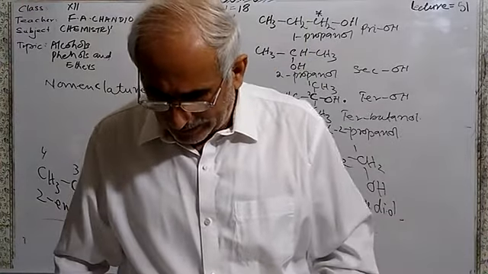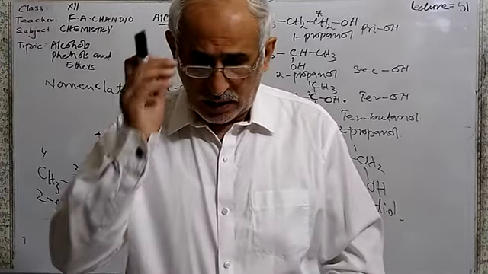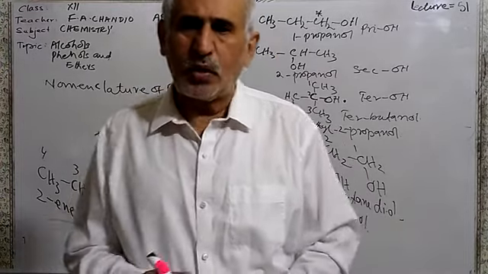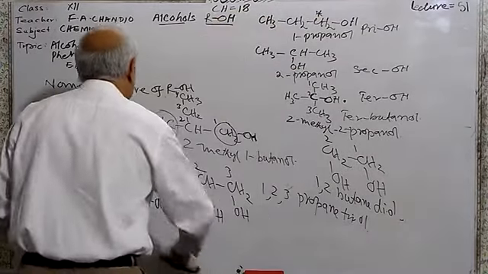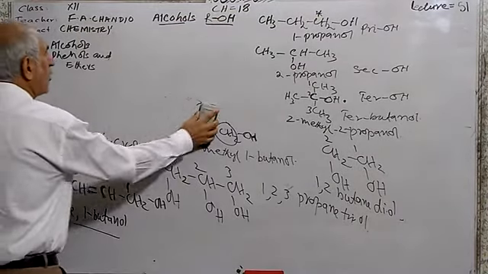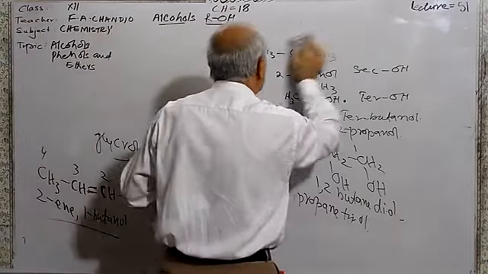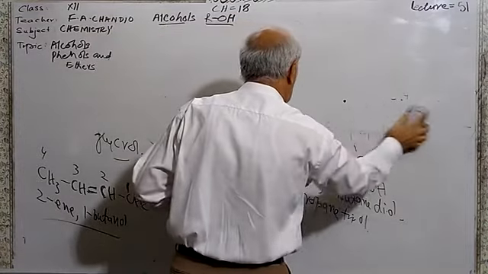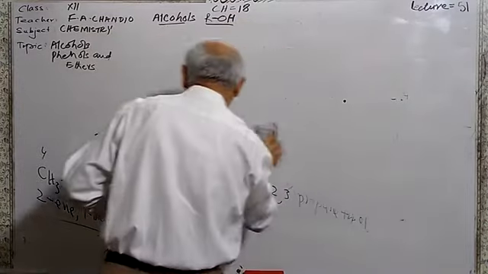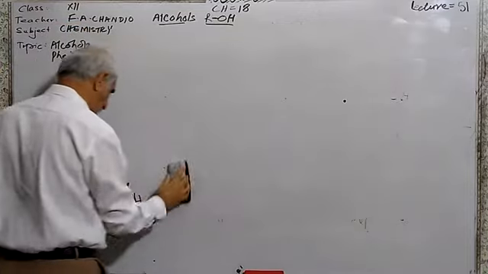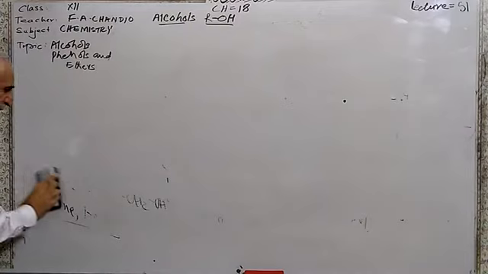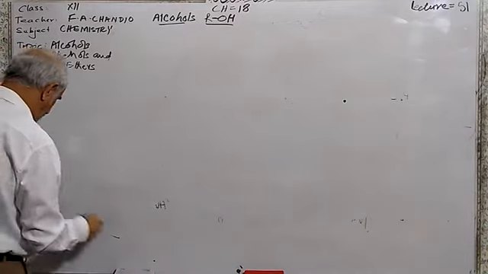Then after nomenclature, physical properties. Now alcohols are highly polar in nature. They also have hydrogen bonding due to the presence of the OH group, oxygen and hydrogen, but weaker than in water. So both are highly miscible with each other.